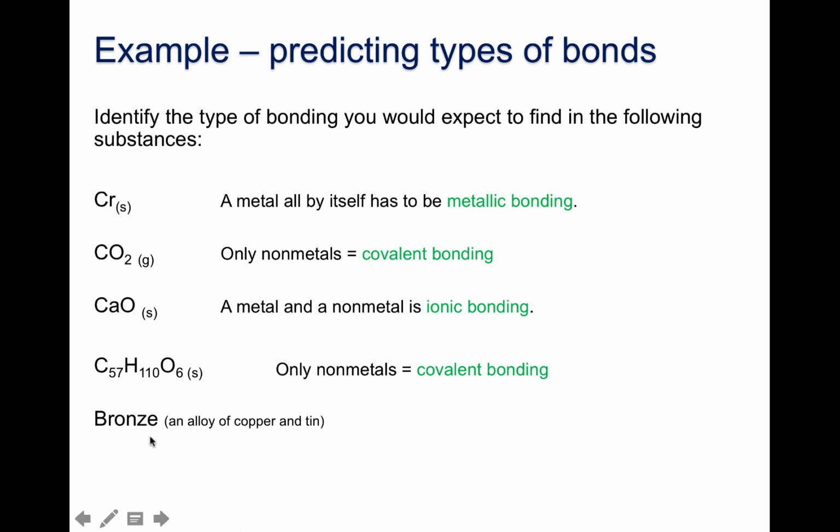And the last example, bronze, which is an example of an alloy. An alloy is a mixture of metals, a homogeneous mixture of metals. Bronze specifically is copper and tin, and both copper and tin are metals, so you would expect there to be metallic bonding present between these two elements.